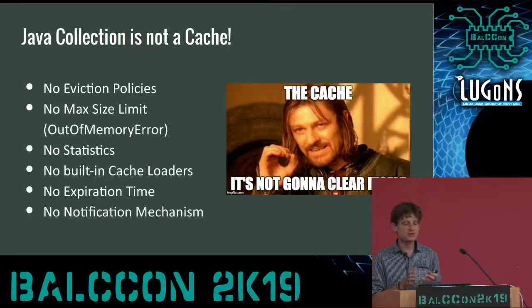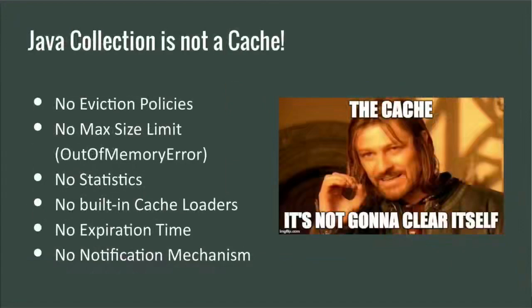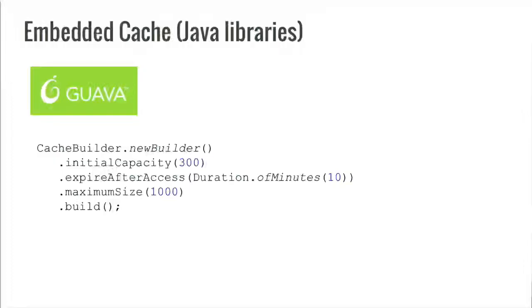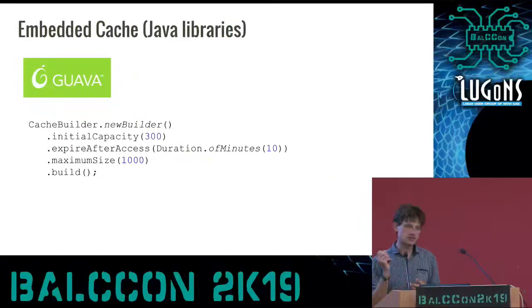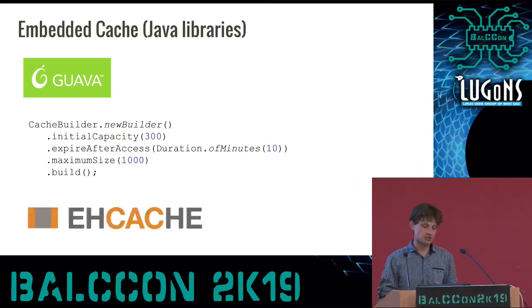It's not a cache because it has no eviction policy, no max size limit, no statistics, no built-in cache loaders, no expiration time, and no notification mechanism. So it is not really a cache. A way better solution is to use some library. If you happen to use Java, then you can use Guava. It has all these features built in, which you can set up at the beginning of creating the cache. The other solution is EHCache, which is also a very, very good solution.